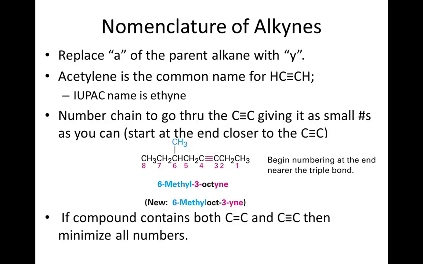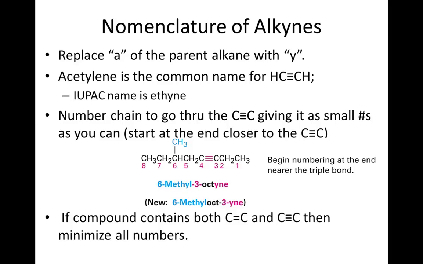So for nomenclature, we're going to take the alkane word for the parent number of carbons and replace the internal A with a Y. And there are also some common names. And of course, the parent molecule is the 2-carbon molecule, and the common name for that is acetylene. And the 2-carbon alkane would be ethane, so the IUPAC name is ethyne. If you have a chain of carbons, the same way as with alkenes, you have to number through the triple bond. So you find the longest chain, start numbering at the end closest to the triple bond, and go through the triple bond.